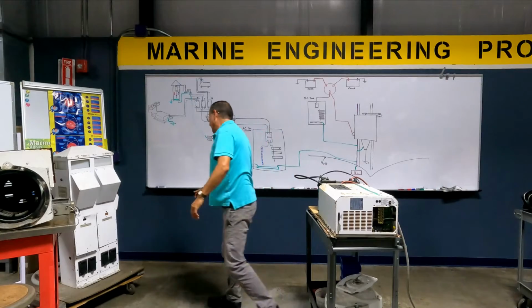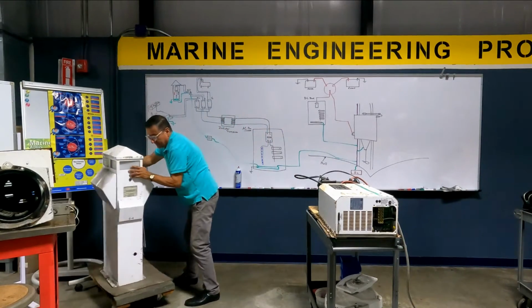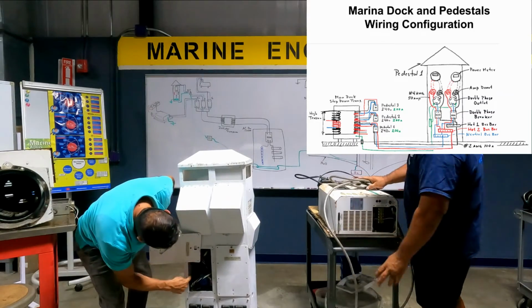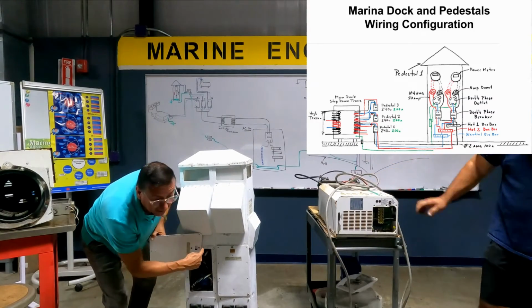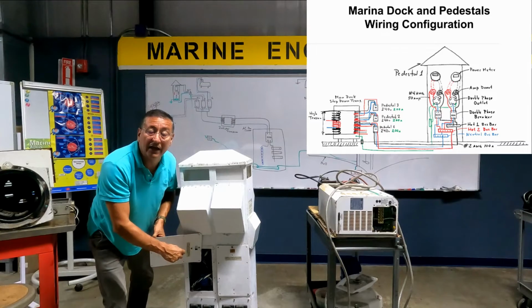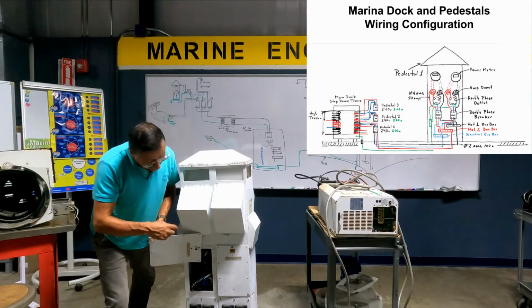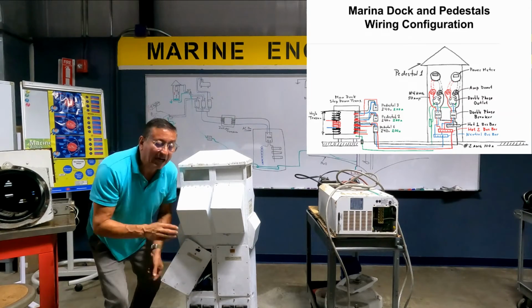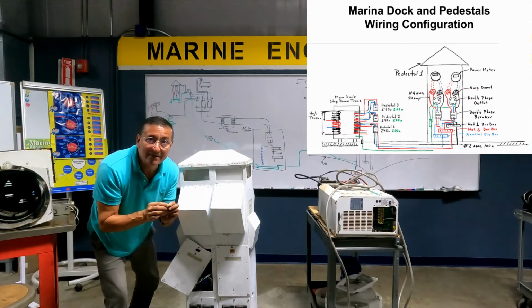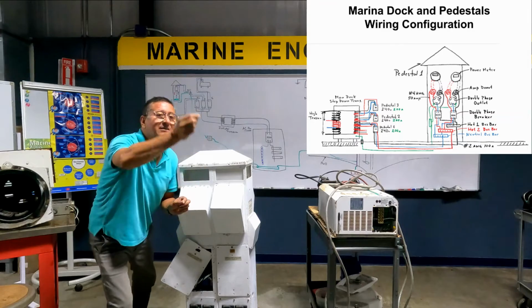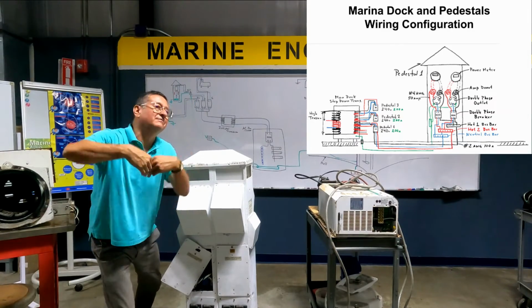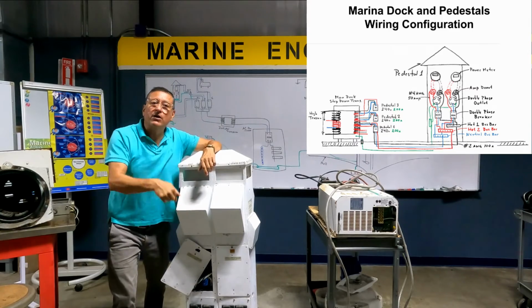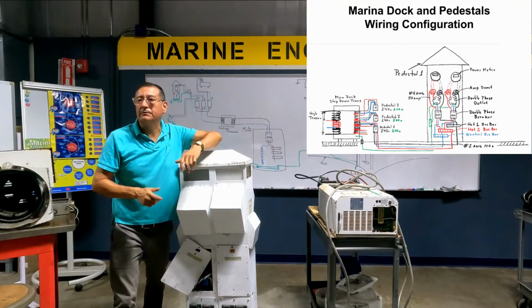If you check the pedestal, any type of pedestal, it has a neutral bus bar, a ground bus bar, and other hot lines. The neutral bus bar and the ground bus bar at this point are connected together. After that, neutral is separated, ground is separated. Only at the source of the power are they connected together.